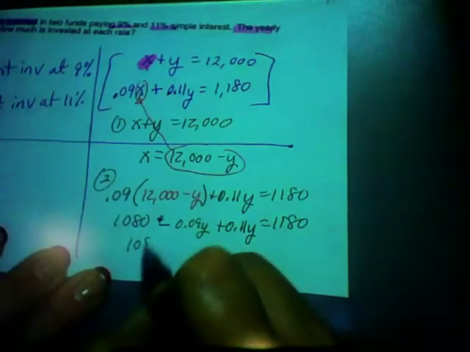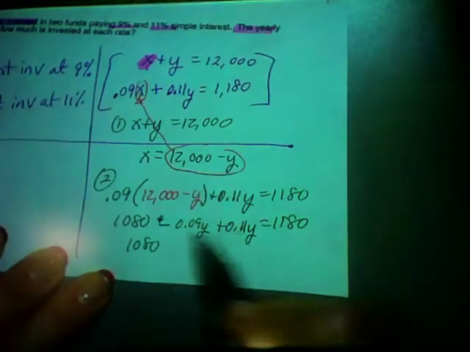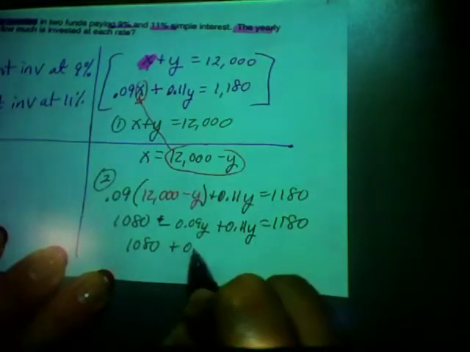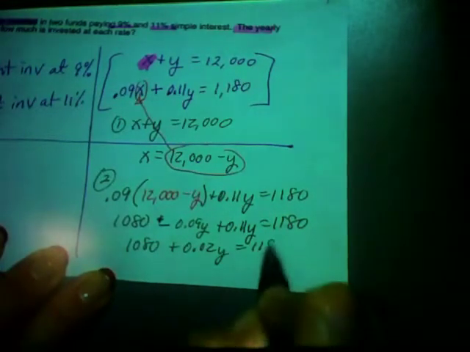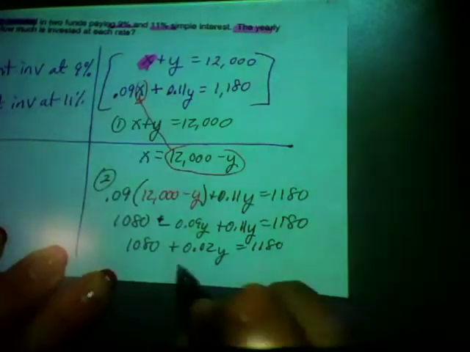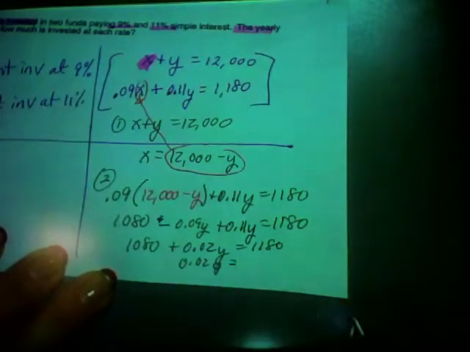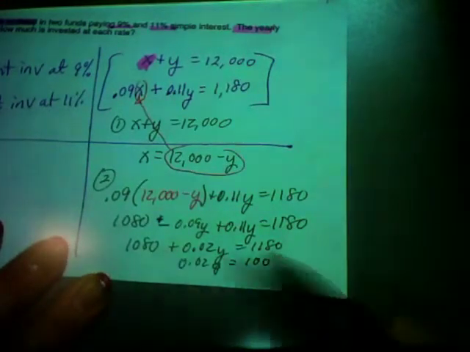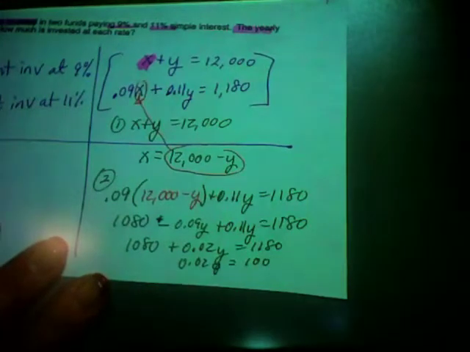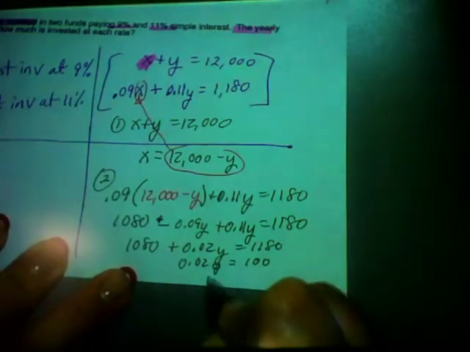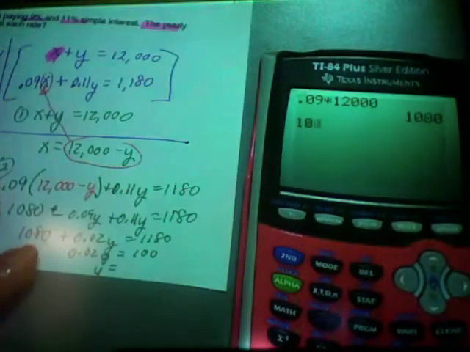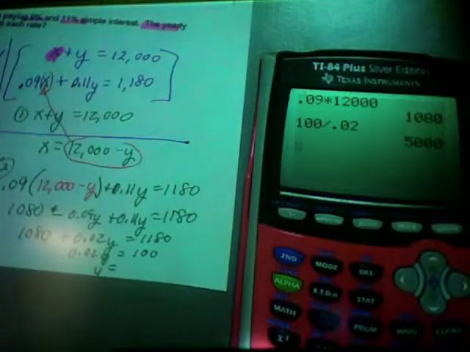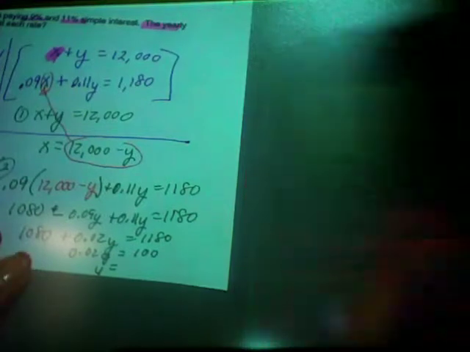So I have 1080. What do I have when I combine these two? Plus 2/100ths Y equals 1180. Subtract 1080 from both sides. What do you get? Don't you get 100 if you subtract 1080 from both sides? And then divide both sides by 0.02. So 100 divided by 0.02 is $5,000.